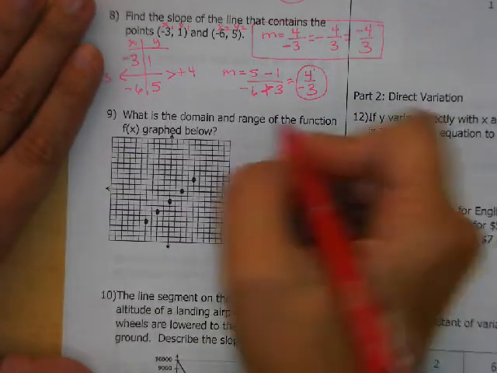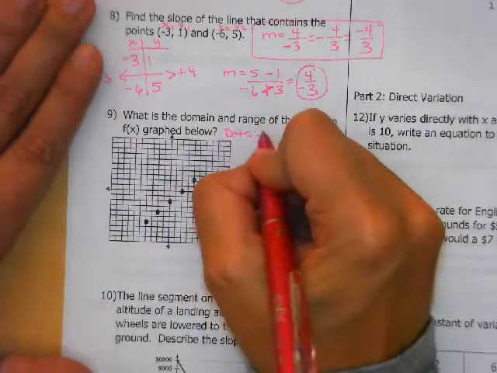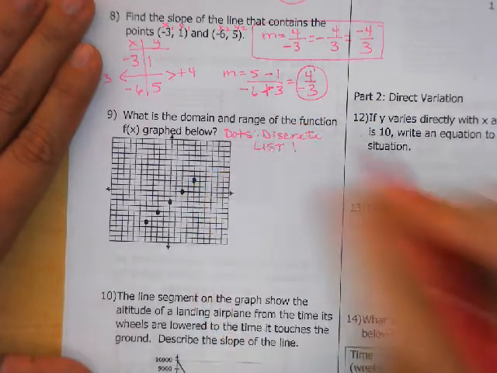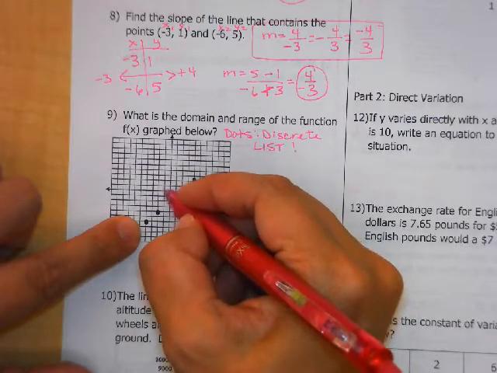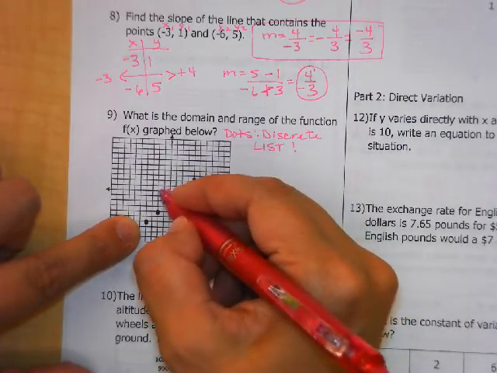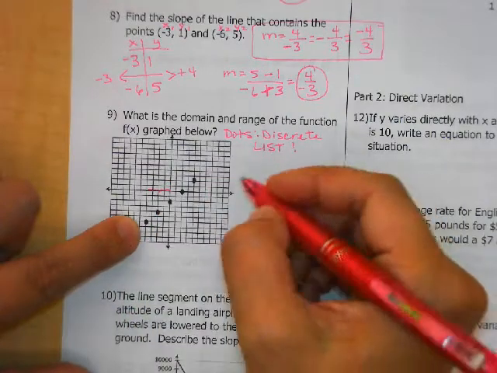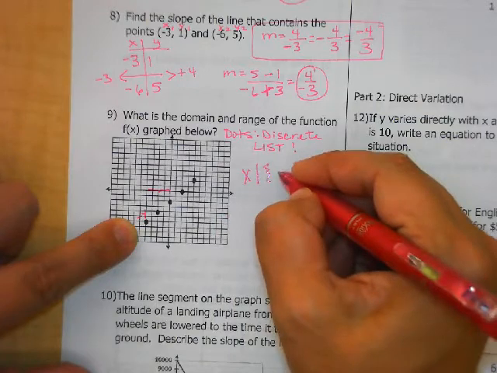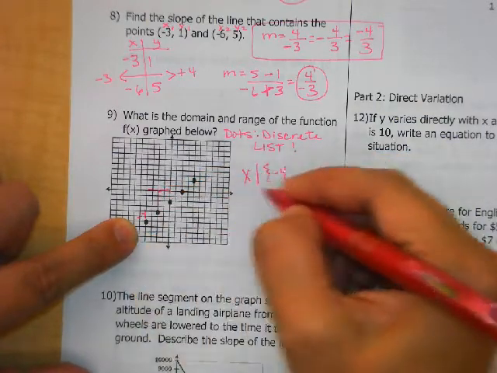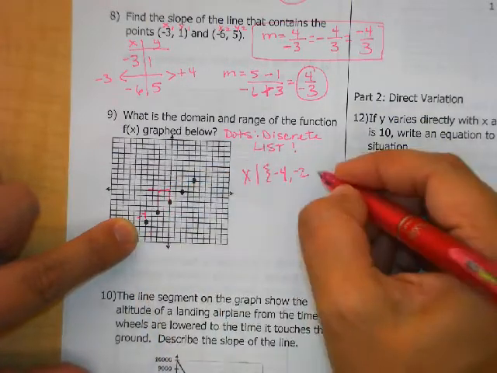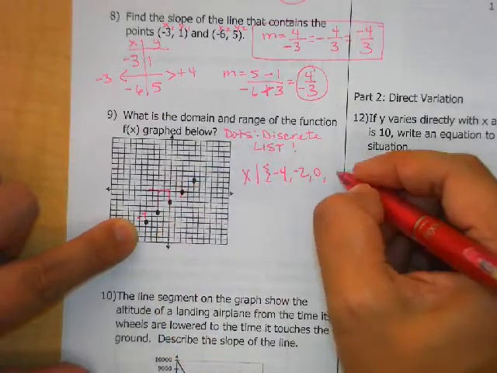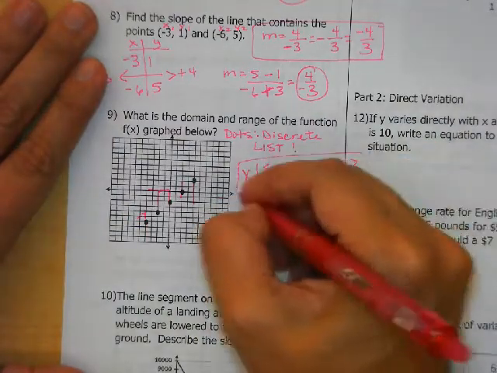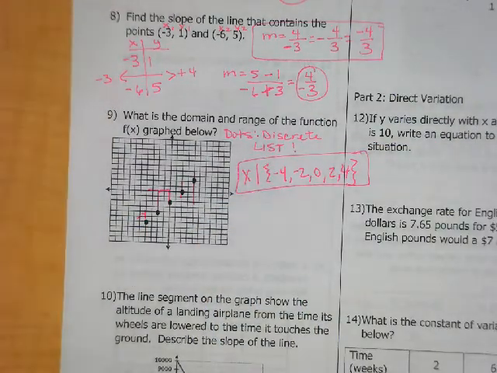Domain and range of the function. These are dots, ladies and gentlemen. So this is discrete, which means we are going to use a list. So I can count 1, 2, 3, 4. So I'm at negative 4 here. So x such that negative 4. This one is at negative 2. This is at 0. This is at 2. And this is at 4.